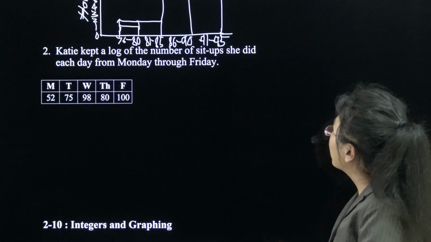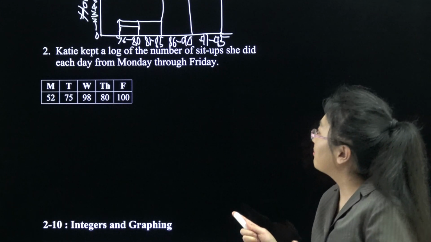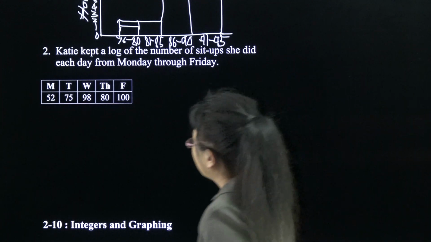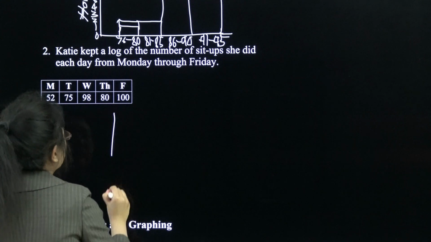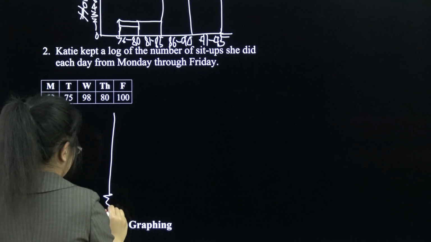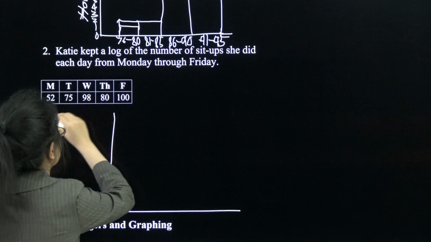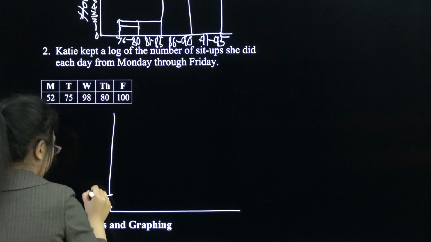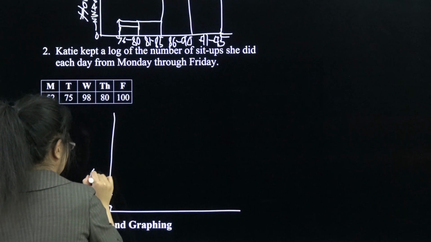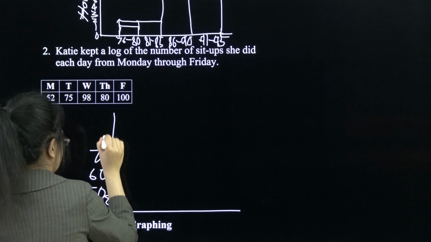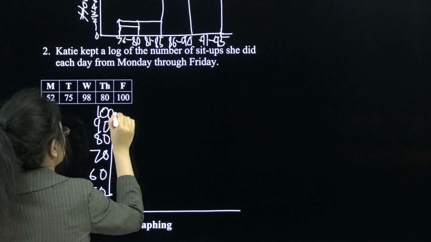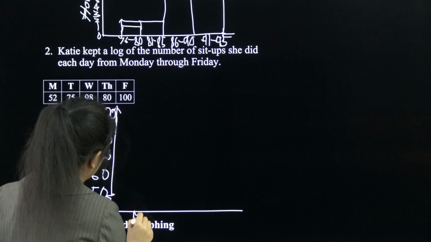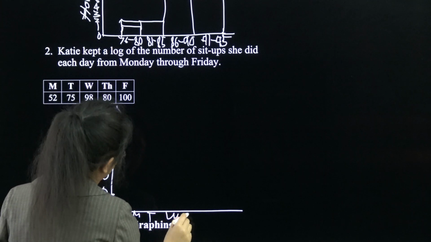Katie kept a log of the number of sit-ups she did each day from Monday through Friday. Okay, since it's a time interval thing, then a line graph would be the most appropriate. And we're going to do the squiggle down here because the thing starts at, well, 50. 50, 60, 70, 80, 90. And then Monday, Tuesday, Wednesday, Thursday, Friday.